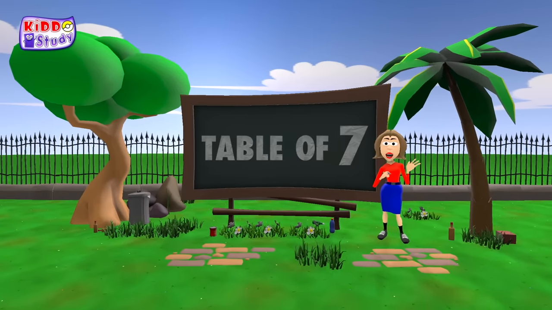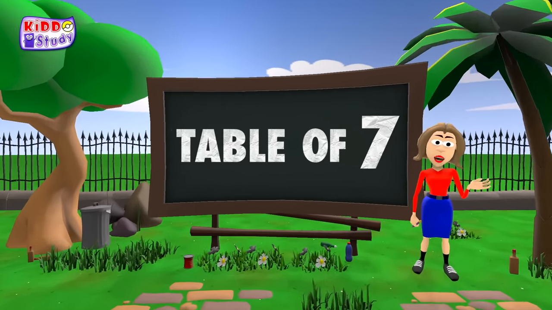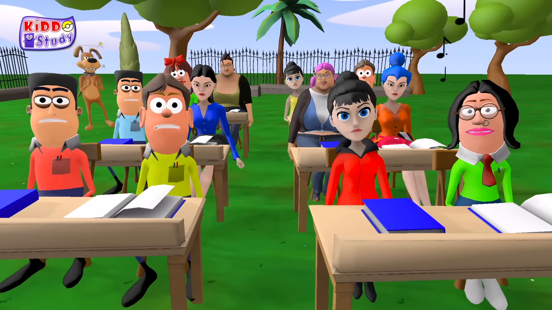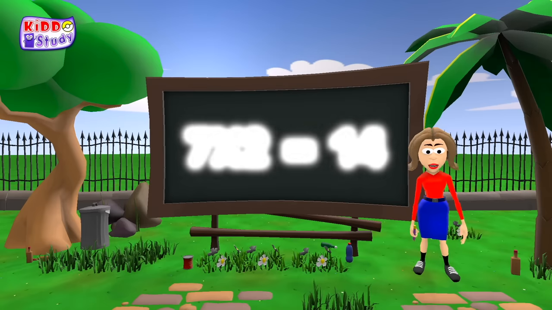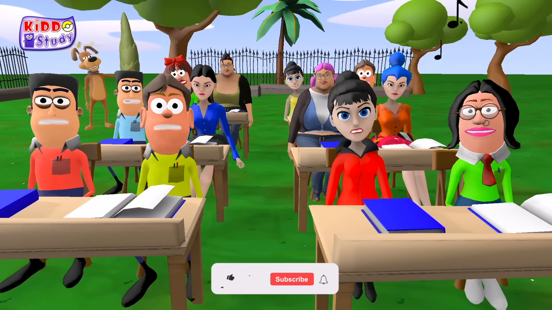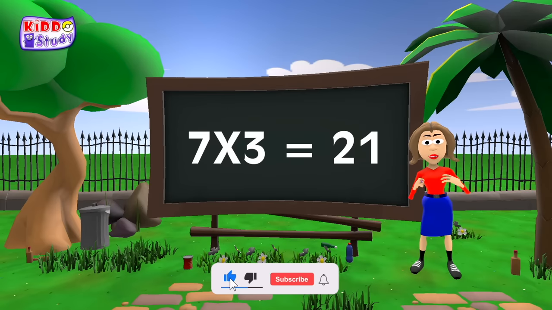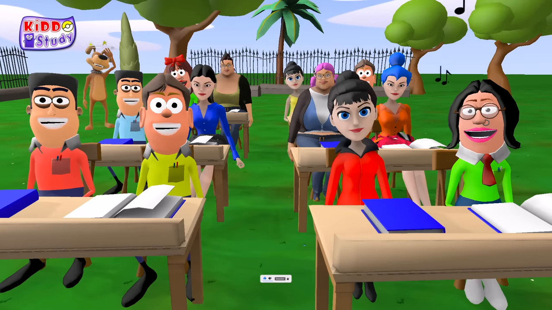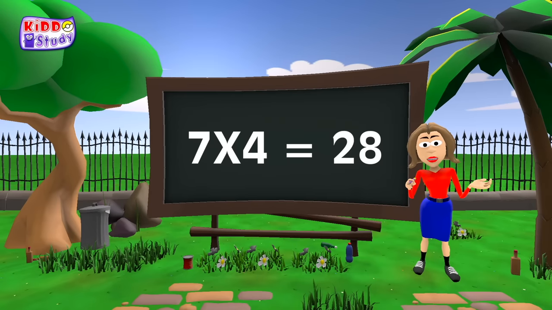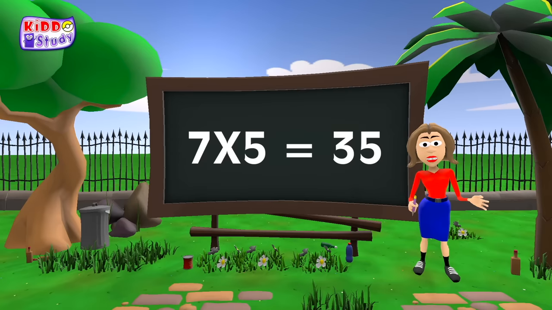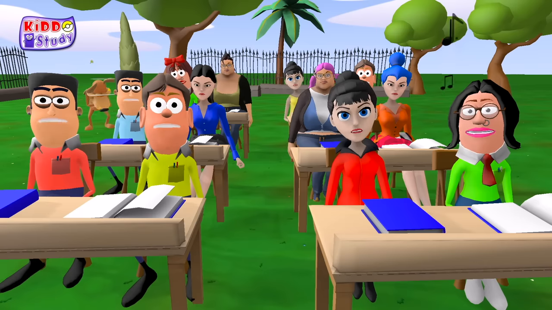Hello children, let's learn table of 7. 7 ones are 7. 7 twos are 14. 7 threes are 21. 7 fours are 28. 7 fives are 35.